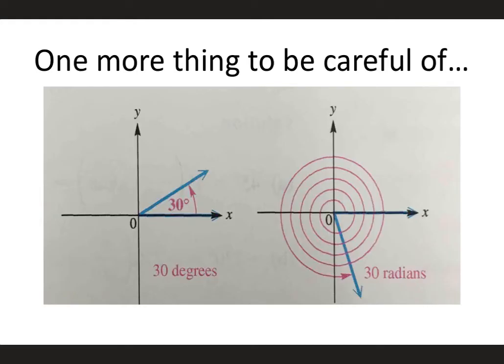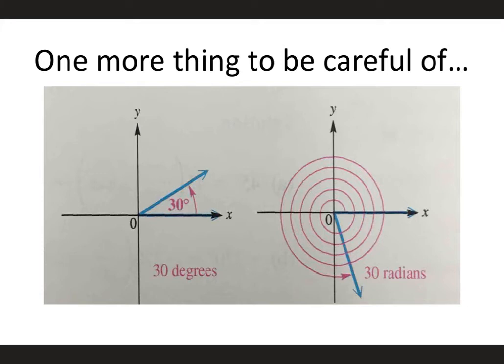All right, now one important thing to be careful of is that if you want degrees, you either have to label it with the word degrees or a degree symbol. If you don't put the degree symbol and you don't say degrees, it is assumed that you're talking about radians. So radians is the default, and if you don't give angles in degrees, you're assuming that the angles are in radians. Now, the issue with that is a 30-degree angle looks like this.